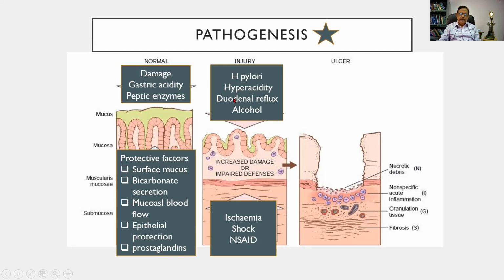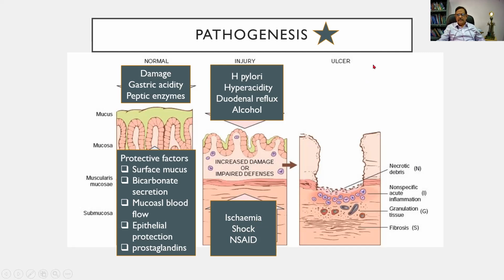The causes for it to be injured can be H. pylori, hyperacidity. Hyperacidity is one of the basic causes. Duodenal reflux. You find from the duodenum the contents come back into the stomach. Alcohol, smoking, they are all some of the causes for injury to the mucosa. Apart from this, there can be ischemia. As I mentioned earlier, whenever there is an obstruction, there can be necrosis and ulceration. Shock. NSAID, non-steroidal anti-inflammatory drugs. Please remember this list. It is a list of causes for peptic ulcer.